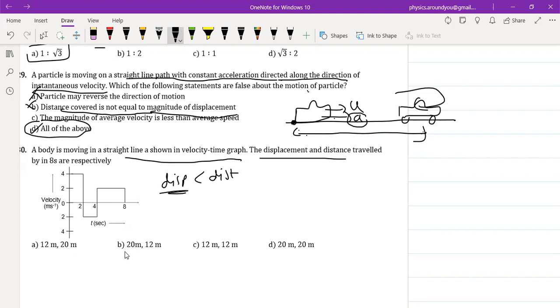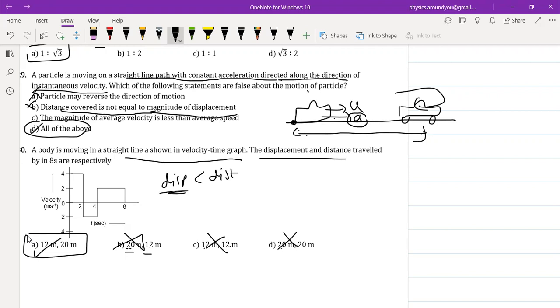Which of the options have displacement lesser than the distance? Displacement is the first number, distance is the second number. Where can I find the first number to be lesser than the second number? Is first number less than the second number? Yes. First number less than the second number? No. First number less than the second number? No. First number less than the second number? No. So the only option that seems wise to take is the first option.